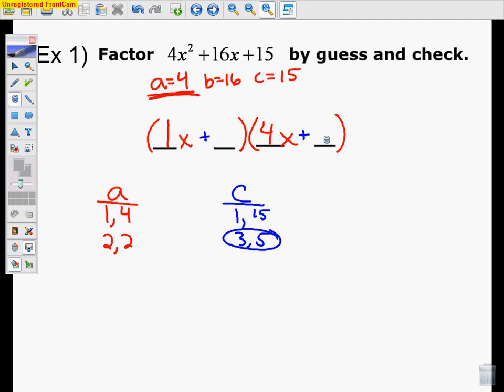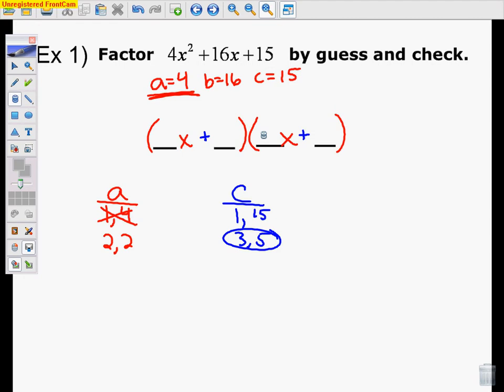Okay, so we're going to put the 5 first this time, and the 3 here. Let's see what we get. 3x, 20x. 3 plus 20 is not 16, so that didn't work either. Okay, now let's go ahead. Since we tried all the possible combinations with the 1 and 4, we know that that couldn't be it. So now we're going to go ahead and get rid of the 1 and 4.